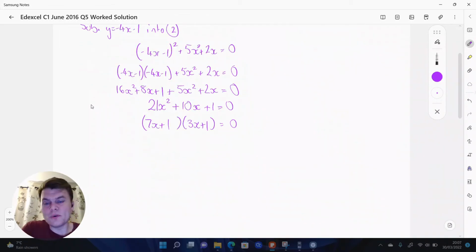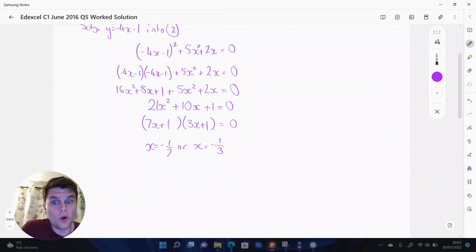So that tells you from there that you can work out your solutions for x. So the first one, it is opposite sign here, so minus 1 over 7. And we've got this one, so again, opposite sign here, so minus 1 over 3. So x is minus a third.